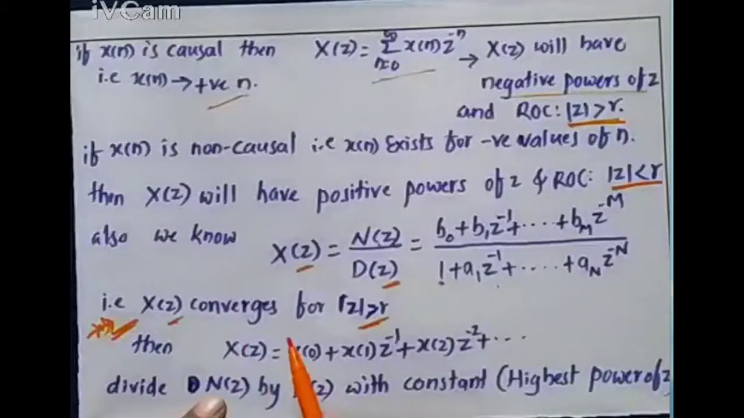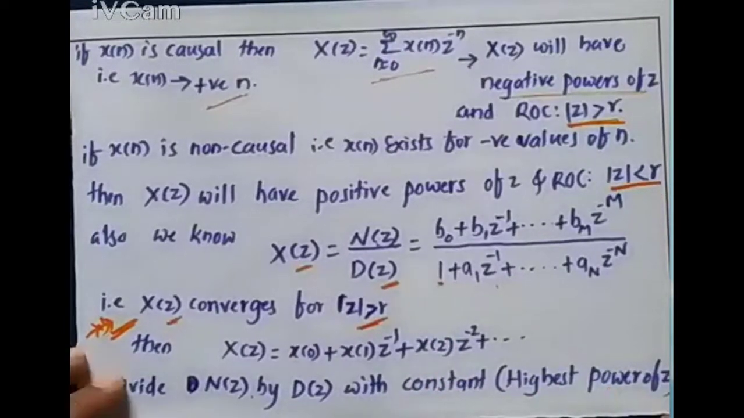So for that, causal means it exists only for the positive values of n. Correspondingly, X of z will be X of z equal to x of 0 plus x of 1 z power minus 1, because if you substitute positive values of n, it will be 1, 2, z power minus 2, like that it will go. So how to obtain this equation? To obtain this equation, the numerator polynomial has to be divided by the denominator polynomial starting from the constant term, that is the highest power of z.